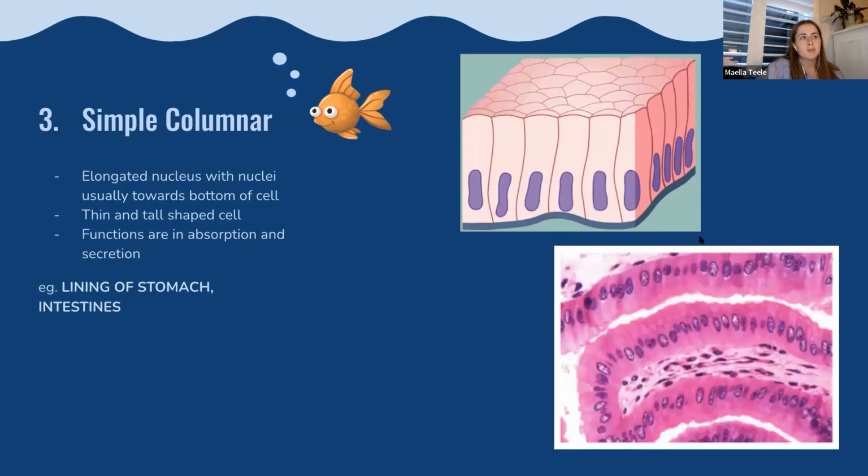After that, we have our simple columnar, which has an elongated nucleus. If you see here, the nucleus is quite long, but we've also got a very elongated cell as well. And the nuclei are usually positioned towards the bottom of the cell. So if you see here, the nuclei are towards the bottom, and here as well. So they're also used for absorption and secretion, particularly in the lining of the stomach and the intestines.